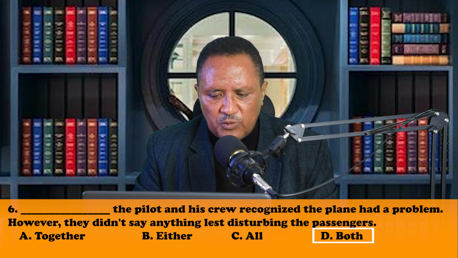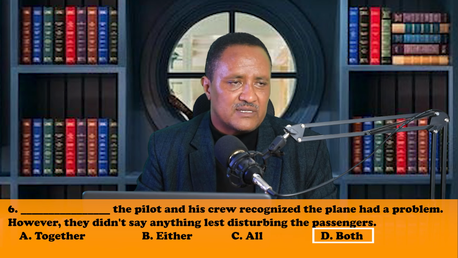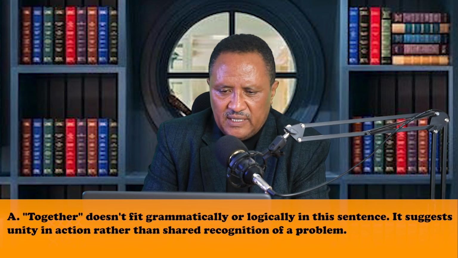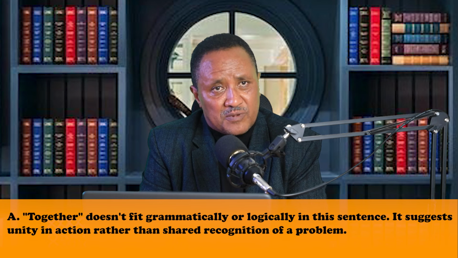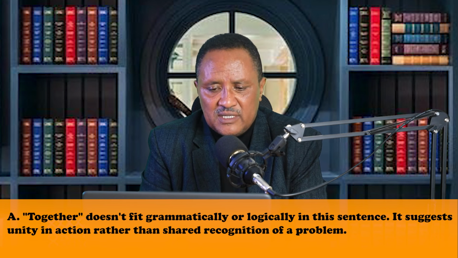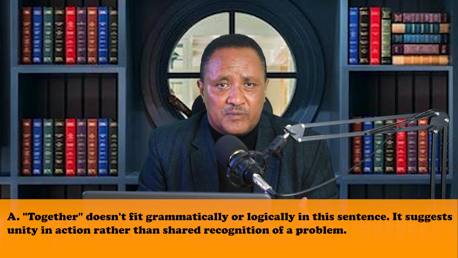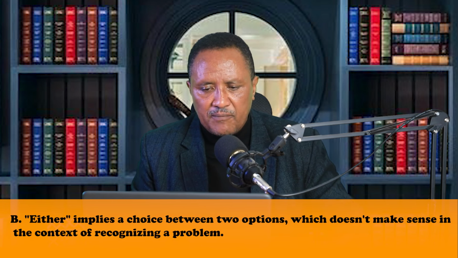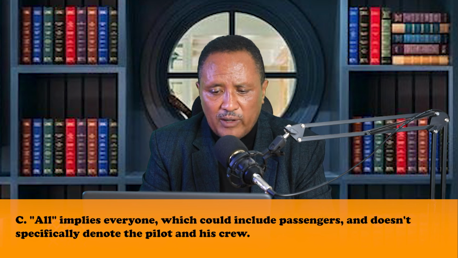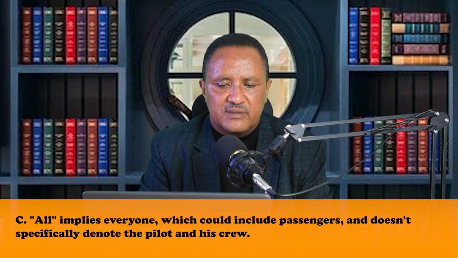Now, in this context, we need a word that indicates that both the pilot and his crew recognized the problem. So let's dissect each of these choices. A, together, doesn't fit grammatically or logically in this sentence. It's just unity in action rather than a shared recognition of a given problem. Whenever we use together, it simply implies a sort of unity between different individuals in pursuing the aim they have at hand. B, either implies a choice between 2 options, which doesn't make sense in the context of recognizing a problem. So it cannot be. All implies everyone, which could include passengers, and doesn't specifically denote the pilot and his crew.